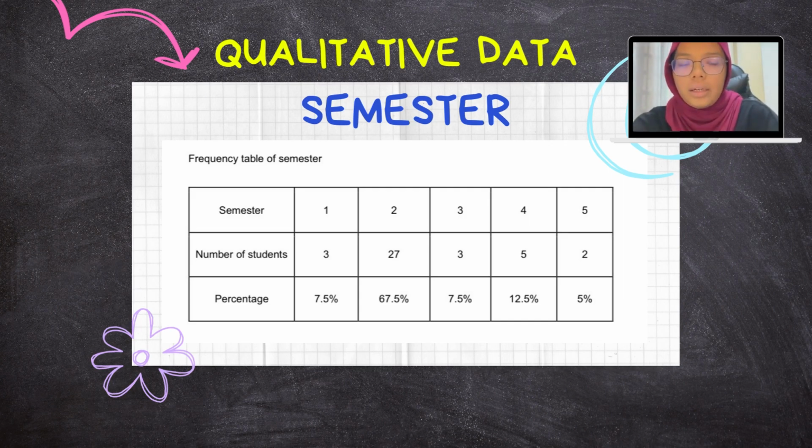Other than that, there are only 3 out of 40 people in semester 3 with a percentage of 7.5%. For semester 4, there are only 5 out of 40 people with a percentage of 12.5%. And for semester 5, there are only 2 out of 40 people with a percentage of 5%. The mode for semester is semester 2.